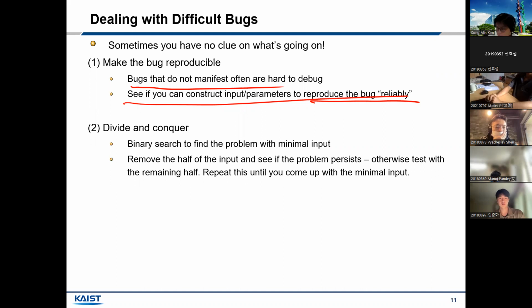You can also do divide and conquer, which we've talked about briefly in 209. You can cut the input in half. We can start from the smallest.